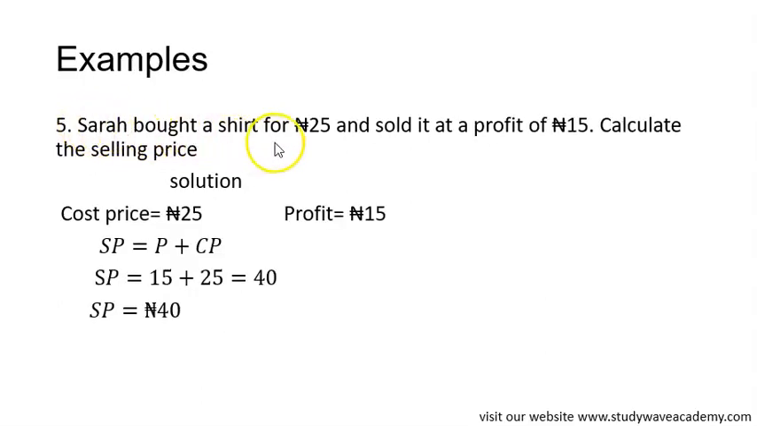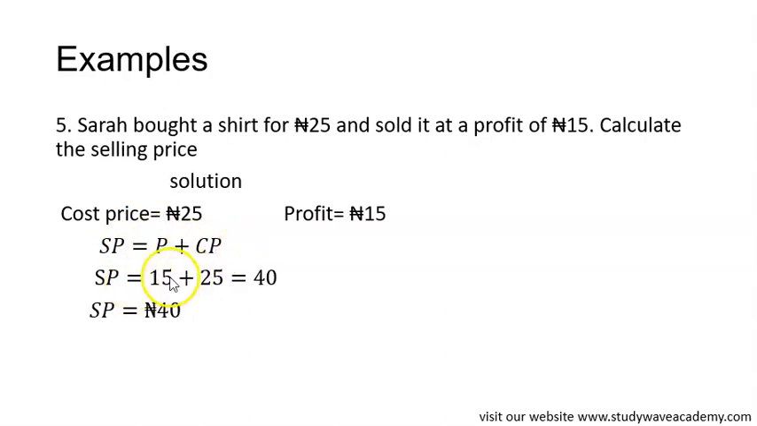Sarah bought a shirt for 25 naira and sold it at a profit of 15 naira. Calculate the selling price. So we have the cost price, which is 25 naira, and the profit. Here the profit is given, which is 15 naira. We are to calculate the selling price. We are looking for the selling price, okay? So when the profit is given and we're looking for the selling price, the formula is SP equals P plus CP. Selling price equals profit plus cost price.